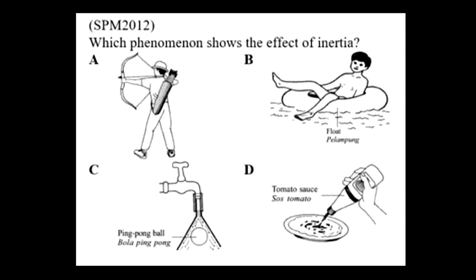Okay, we look at some exercises. Which phenomenon shows the effect of inertia? A, B, C, D. Which one is the answer? Yes, I know you love to eat tomato sauce. That is the answer. When you move the bottle downward and stop suddenly, the inertia of the sauce tends to keep on the downward motion. Hence, the sauce can be poured out from the bottle.